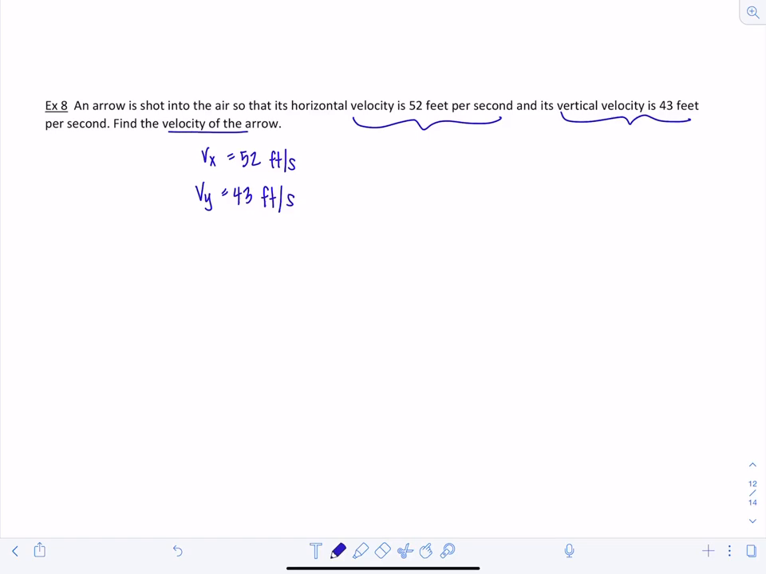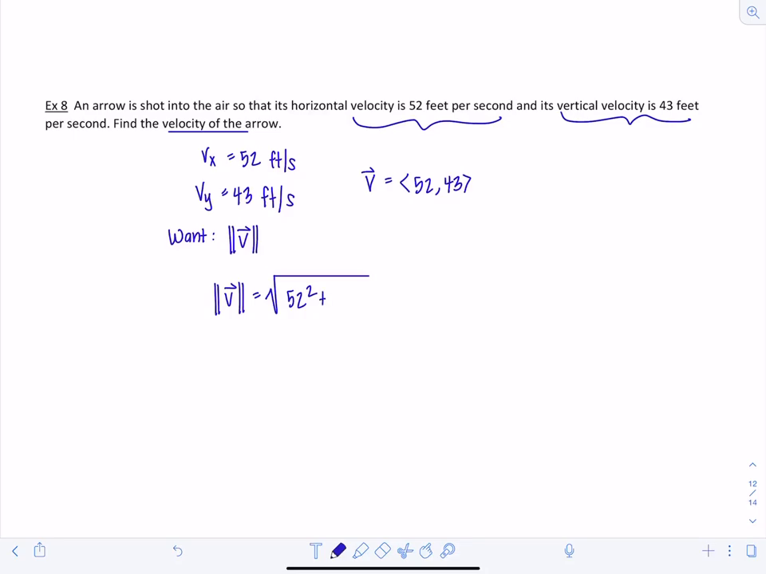Find the velocity of the arrow. So what they want is magnitude of the velocity. We can write vector V as 52, 43, right? We have the horizontal and vertical components. So how do I get its magnitude? By taking the square root of the sum of the square of its components. It's a mouthful, but basically you just find the hypotenuse, right?